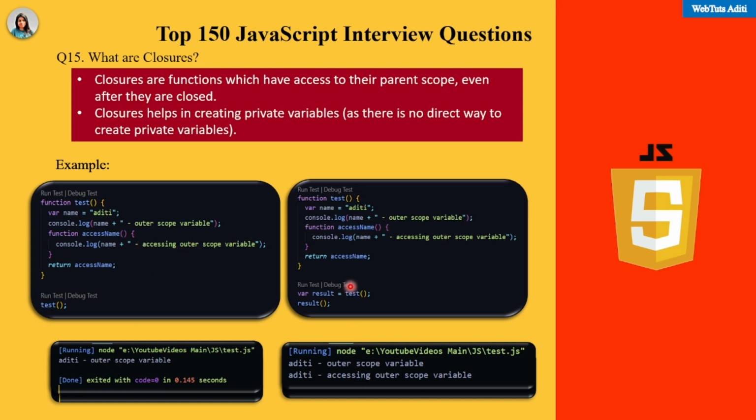But in the second case, you can see it is giving both outputs: the outer scope variable also, and it is printing this one also, like the accessing outer scope variable. Okay, so this is the way you can access a private variable. You can put any variable inside this access name function, or it can be any function name. You can put a variable inside this, and if you want to access that, you need to call it like this.